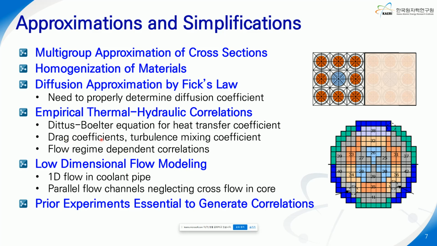Therefore, prior experiments were essential to generate these correlations. In addition, simplification of the coolant flow as 1D flow is introduced not only in the coolant pipes but also in the core as parallel 1D flow channels.